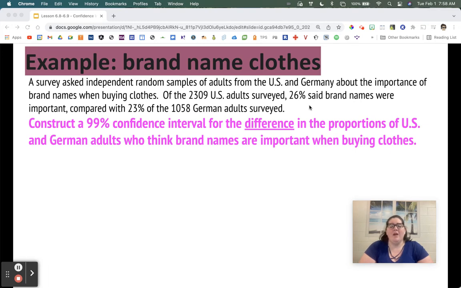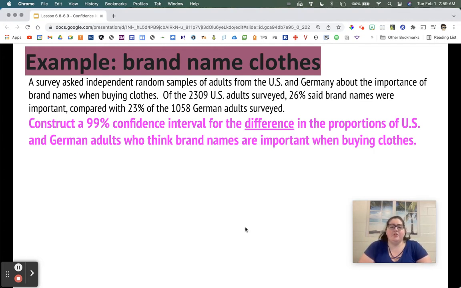So we want to know, as an estimate, what is the difference between the US and Germany? Now, when we say difference, we're talking about subtracting the two proportions. It doesn't actually matter which way you subtract, but we do need to be clear in our interpretation about the way that we're subtracting, and we'll look at that.